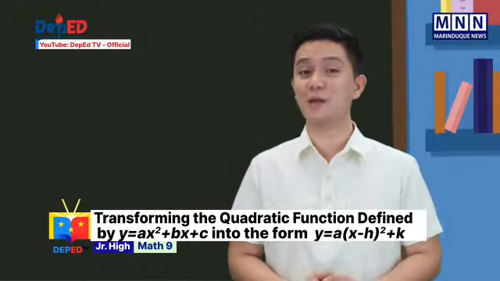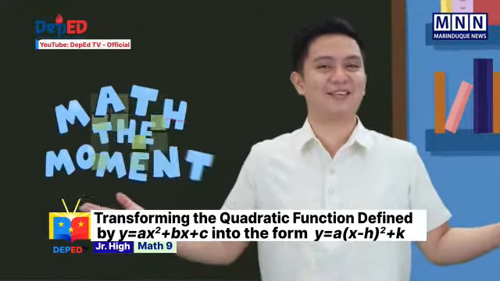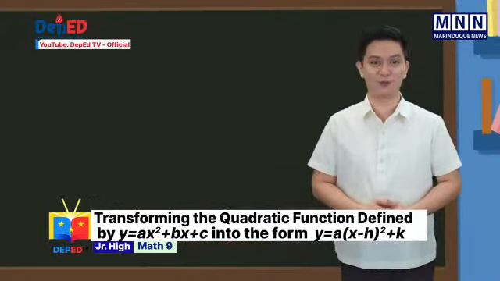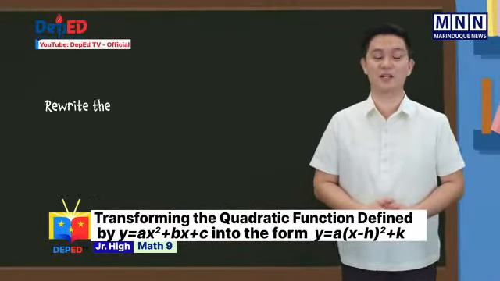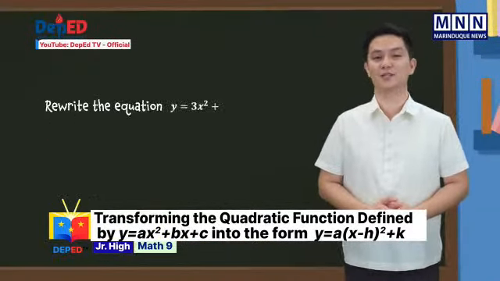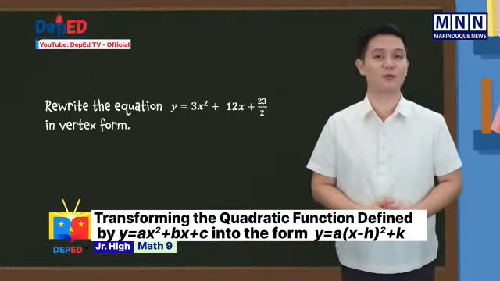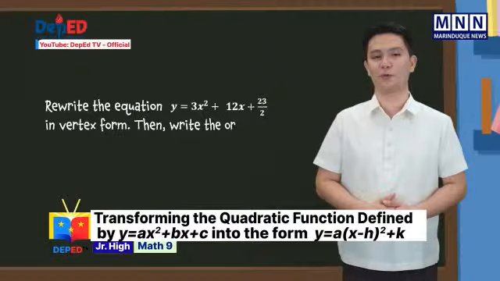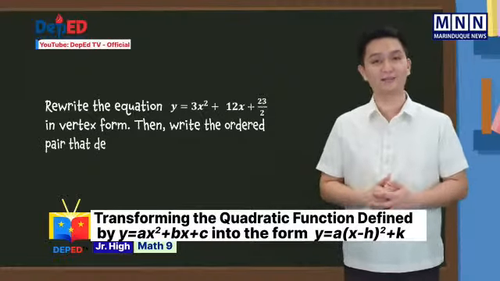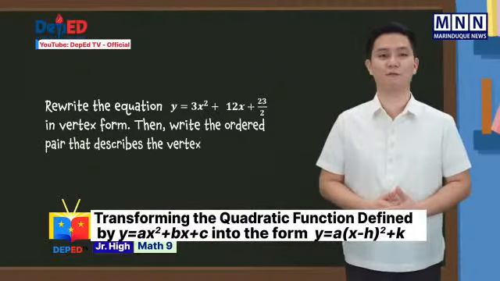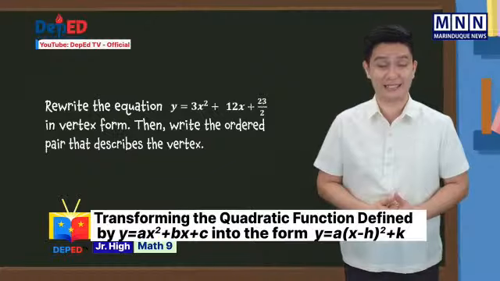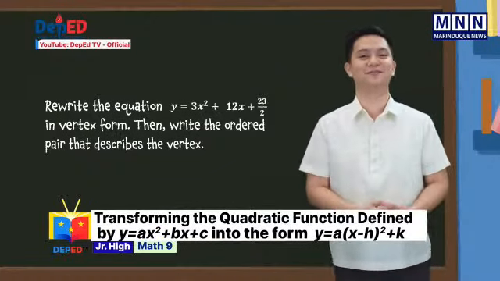Kagamath, ready your paper and pen. It's Math the Moment! Item number 1. Rewrite the equation y equals 3x squared plus 12x plus 23 over 2 in vertex form. Then, write the ordered pair that describes the vertex. For 60 seconds, go!